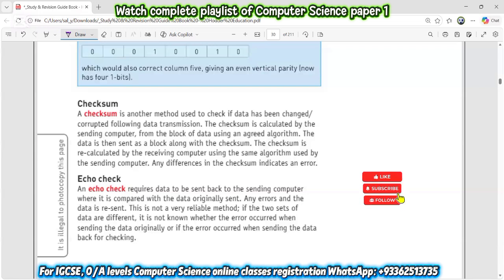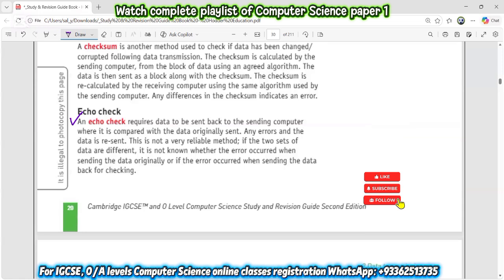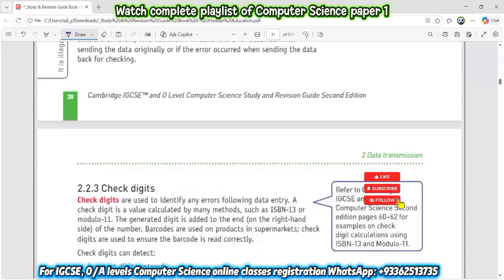Again, a caution that you need to know is you need to prepare this topic specifically for just drawing and annotating a diagram. A very simple concept, not a difficult one. Similarly, you need to prepare the simplex and half duplex also for this topic.